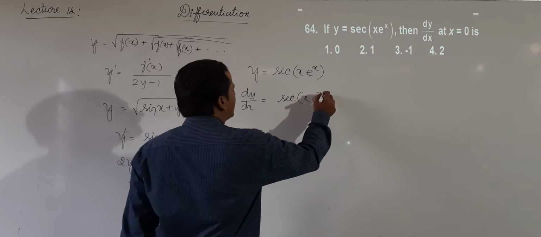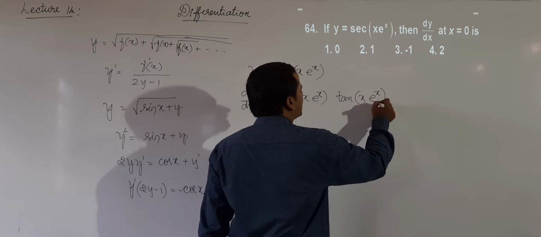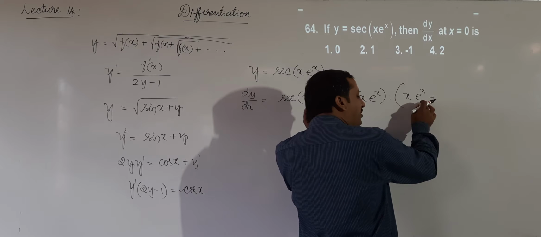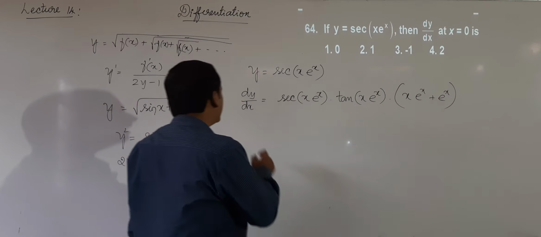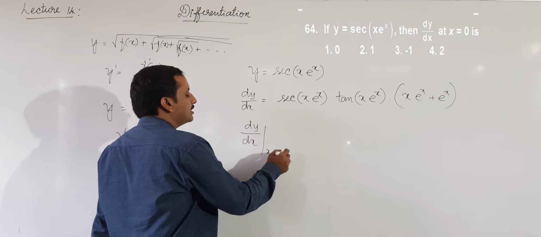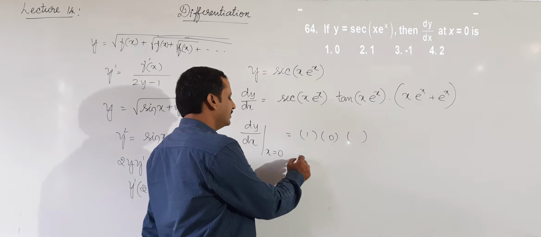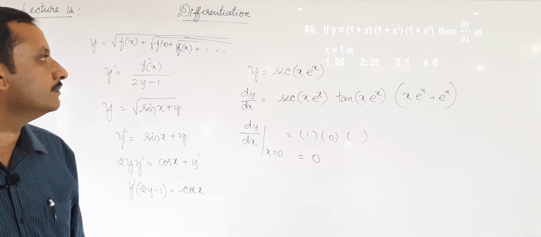So, you get secant x e power x into tan x e power x into the derivative of x e power x, that is x into derivative of e power x, which is e power x, plus e power x into derivative of x, which is 1. We are asked to find dy by dx at x equal to 0. Put x equal to 0 here, secant 0 is 1, tan 0 is 0, into anything that is 0 only. So the answer is 0, which is again the first option.